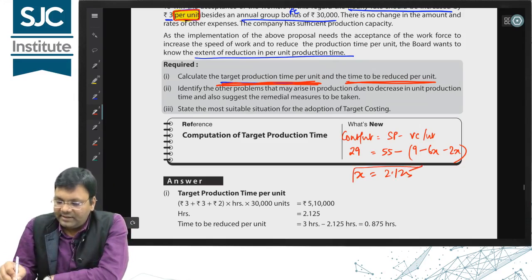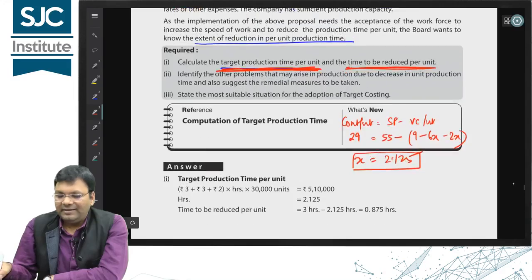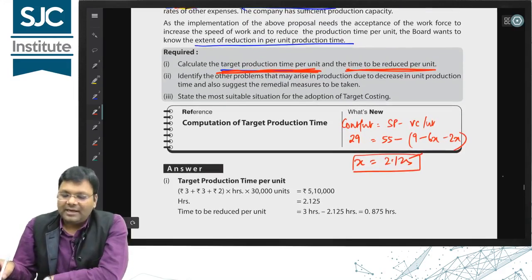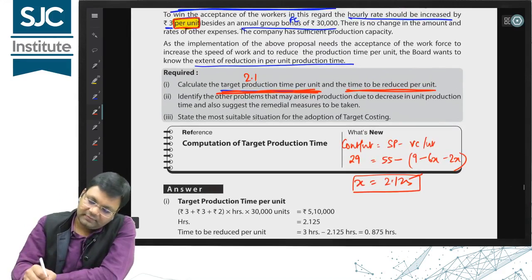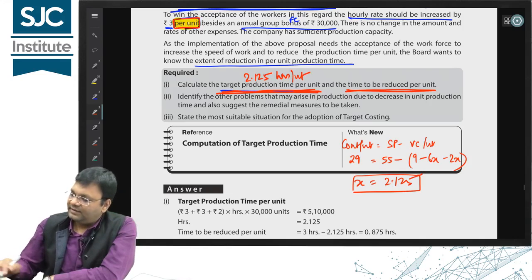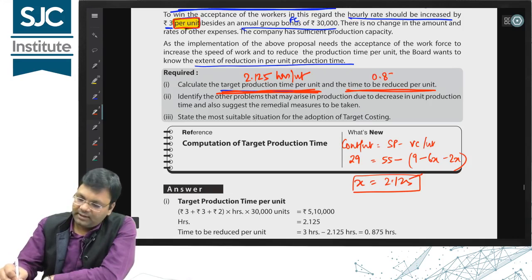So this is the new labor time. From current 3 we have to reduce it to 2.125. So total time to be reduced: target production time is 2.125 hours per unit. Time to be reduced will be 2.125 minus 3, which is 0.875 hours per unit.